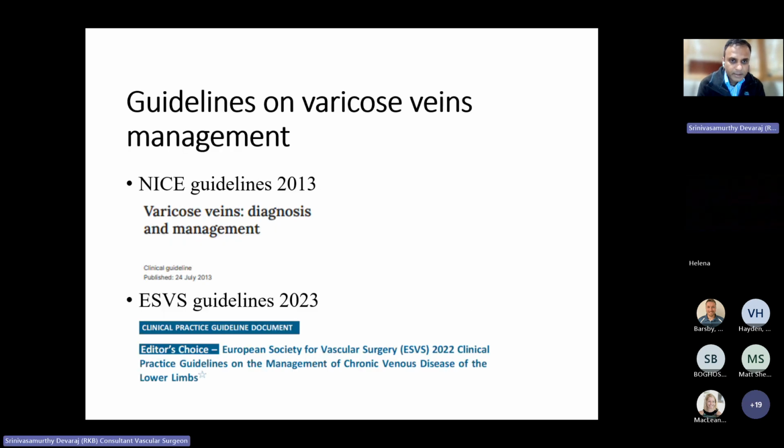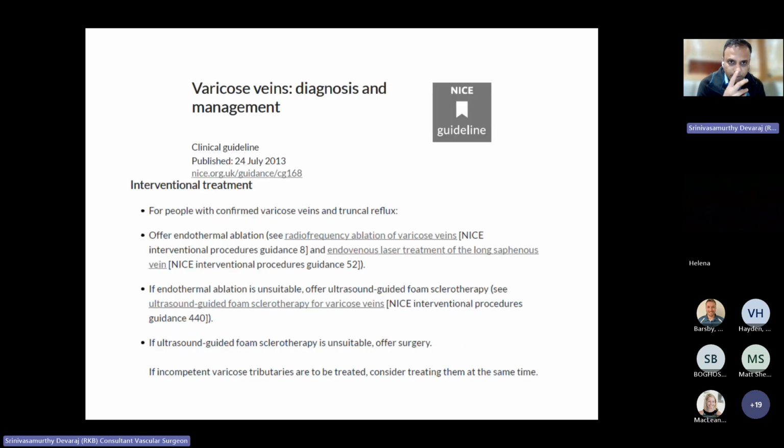Again, there are NICE guidelines, which are pretty old now, more than 10 years old. But the most recent guidelines, which are very useful and very comprehensive on varicose veins, are the European Society of Vascular Surgery guidelines. The NICE guidelines are on treating patients with varicose veins. NICE guidelines recommend endothermal ablation as a first line therapy.